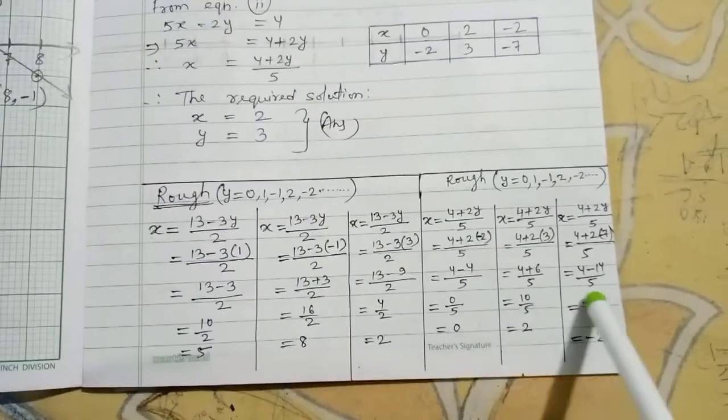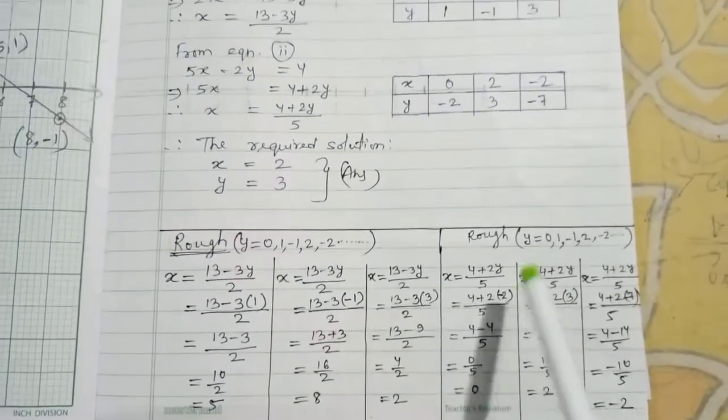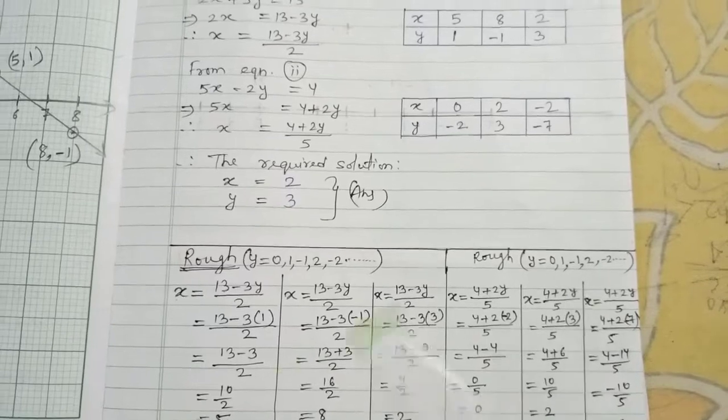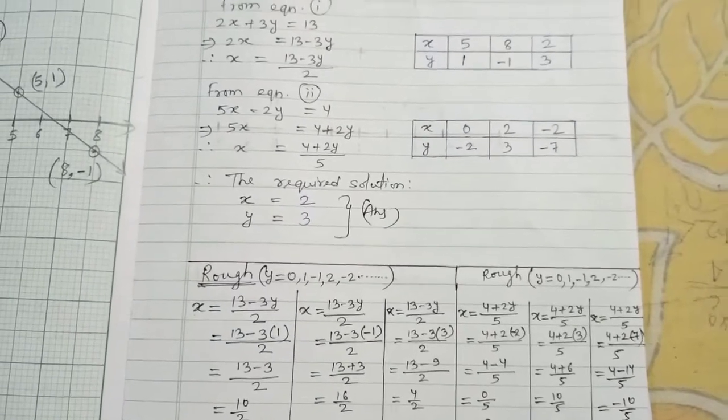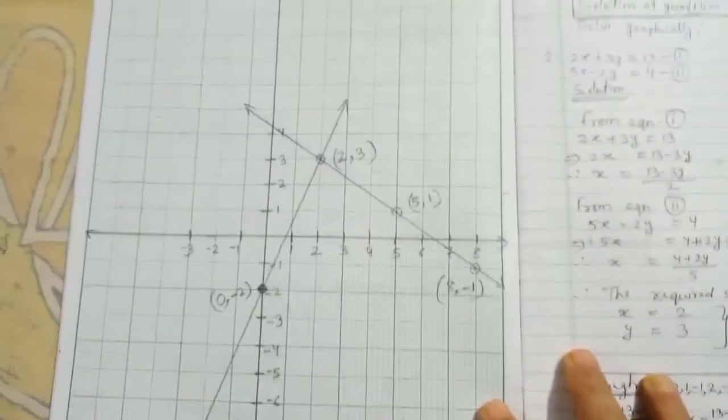All the rough work I have shown you here. Only the successful ones I have shown here. The unsuccessful ones I did not show. You can try in the rough why they were unsuccessful. Now all these things we will plot on the graph paper.